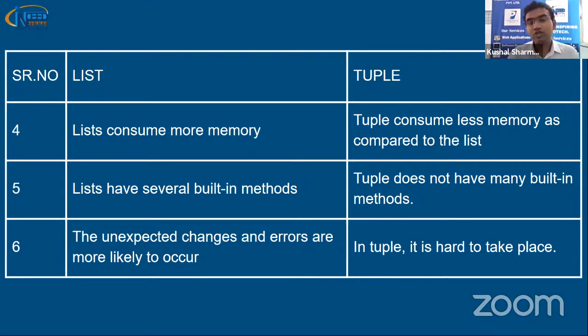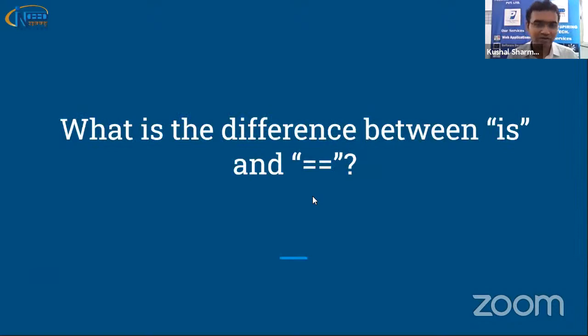Lists consume more memory. Those data structures which are dynamic and mutable normally consume more memory as compared to the static ones. A tuple has static length. So a tuple consumes less memory as compared to a list. A list has several built-in methods because it is mutable. Tuples do not have so many built-in methods. Unexpected changes and errors are more likely to happen in case of a list, again because it is mutable. But in case of a tuple, it is really hard to have such things.